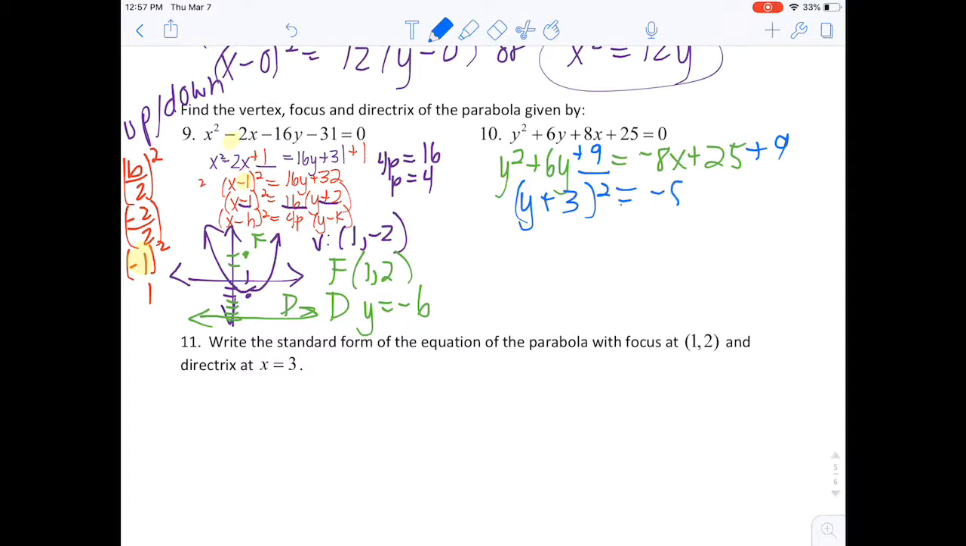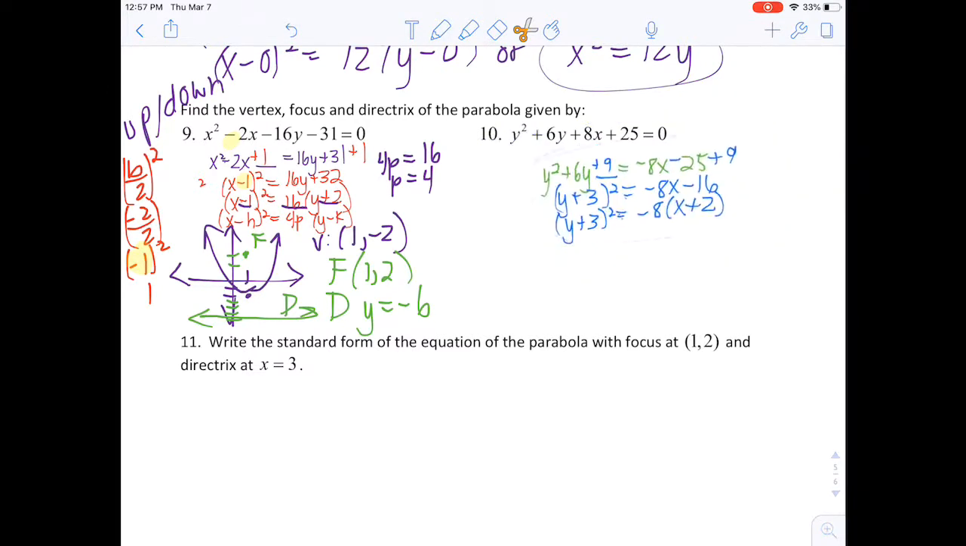equals negative 8x plus, this should be a minus 16. I knew there was something wrong here. All right, that's a minus 16. All right, negative 8x minus 16. Okay, and then that's y plus 3 squared is negative 8 times x plus 2.